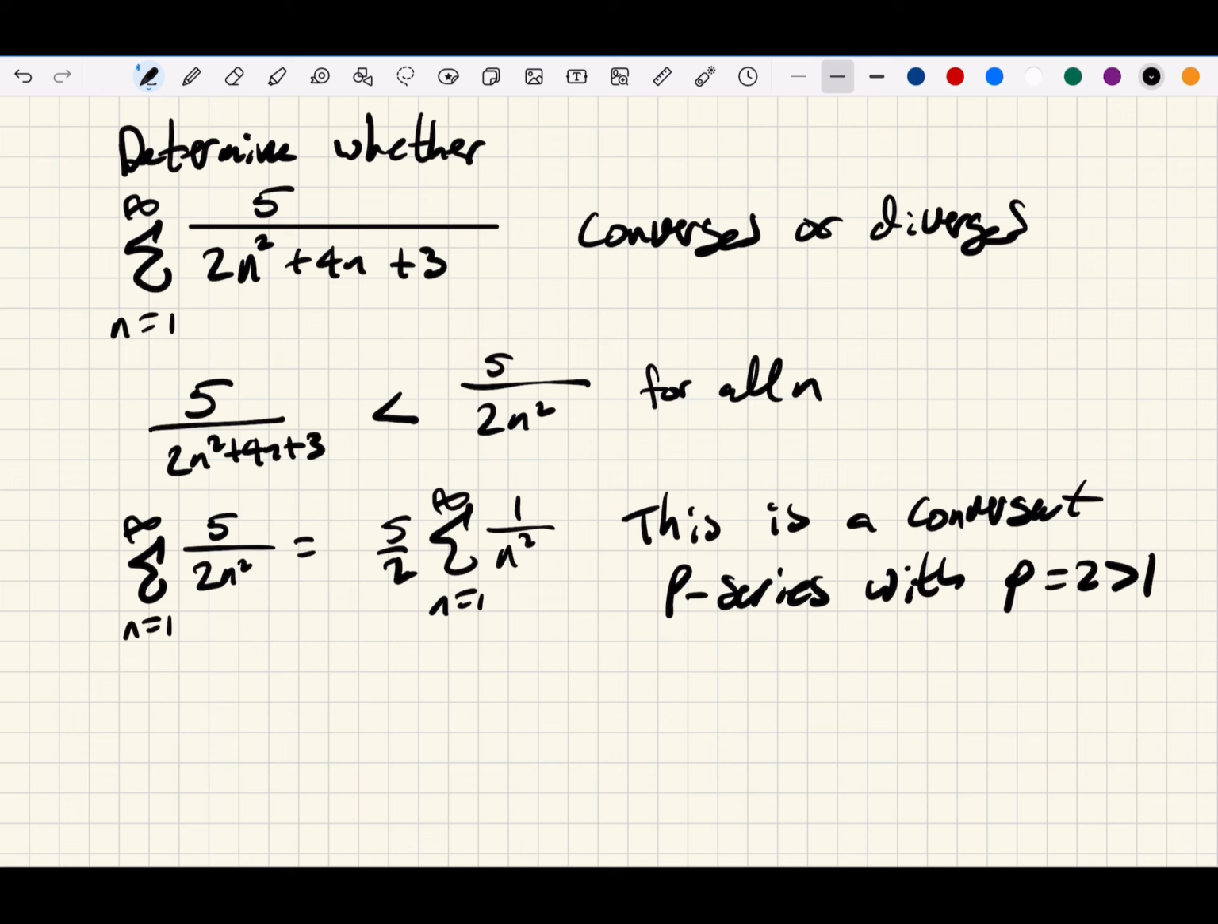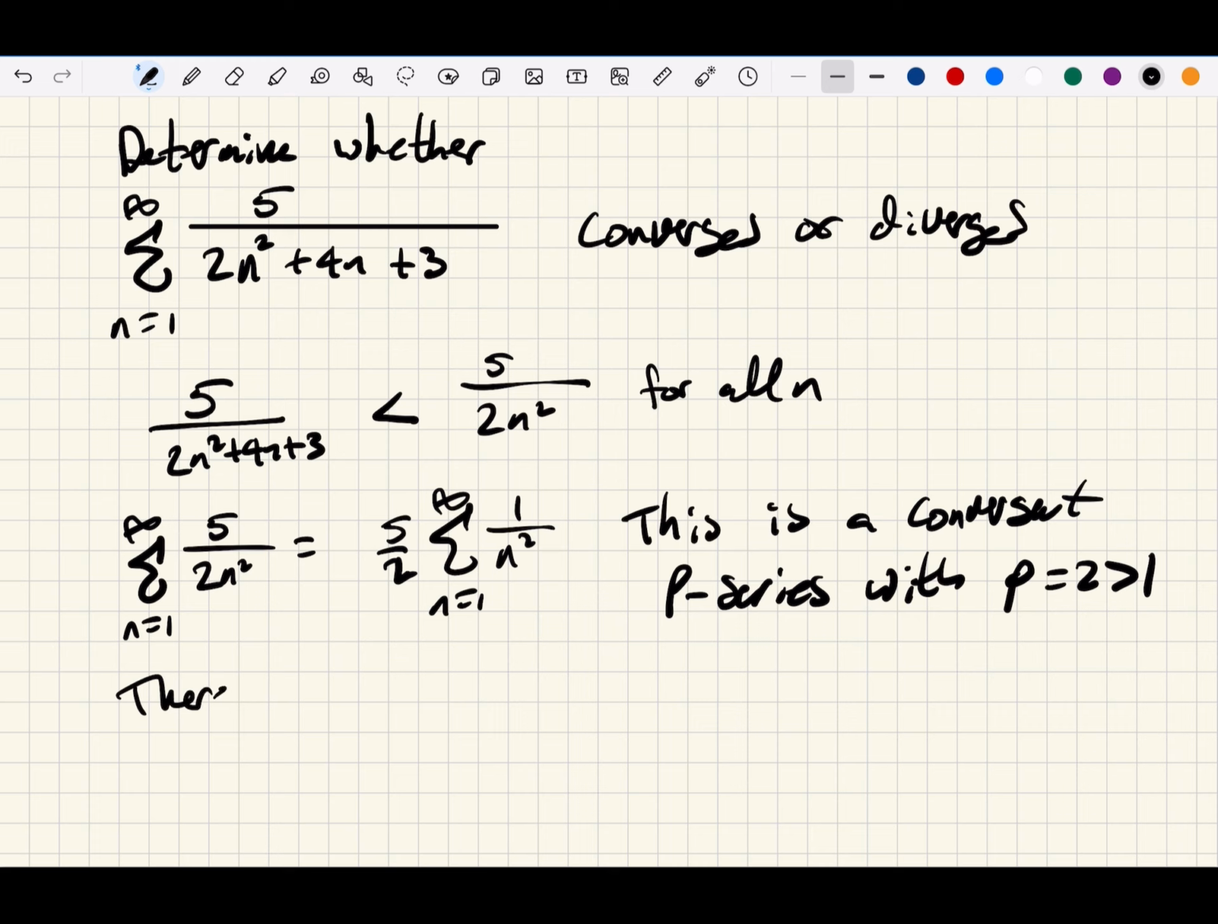But I still need a complete argument, right? So I've established that this is a convergent p-series. I've established that the terms of the series that I'm working with are less than the terms of this convergent p-series. So what would I say now?